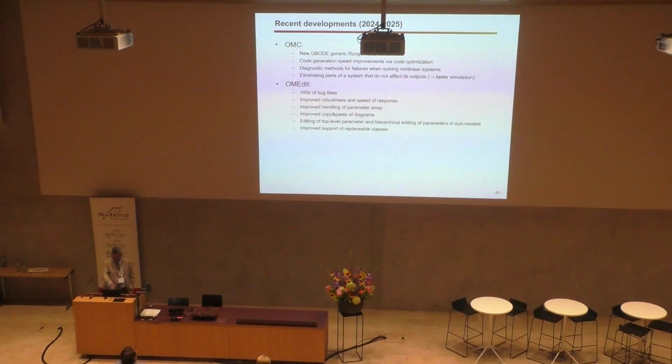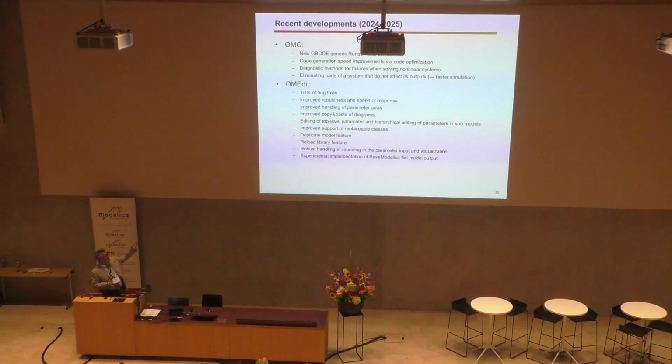We also added some sorely missing features like editing of top-level parameters, hierarchical editing of parameters in submodels, replaceable classes support with drop-down menus, all these kinds of things. Duplicate, reload, whatever. Also, rounding: it was really bad that if I have a parameter which is 500, we got 499.99999. That was really bad. That has been fixed. I wrote the code for that.